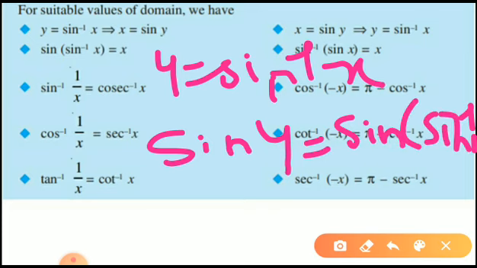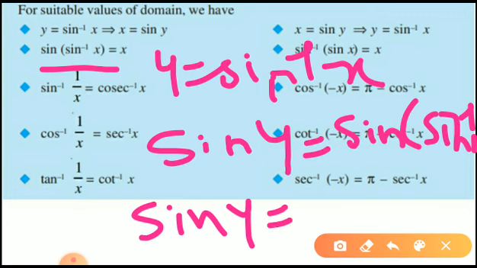Okay, but what is sine of sine inverse x? That is nothing but x. So I'll get sine y equal to x. Okay, so both ways are correct. Either you apply sine on both sides or directly take a sine inverse to the other side. So both are correct.